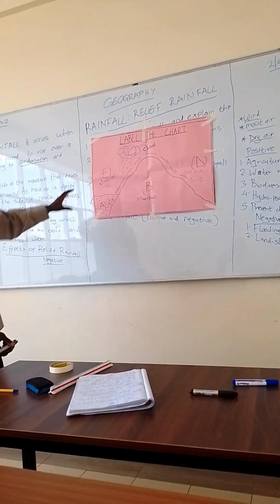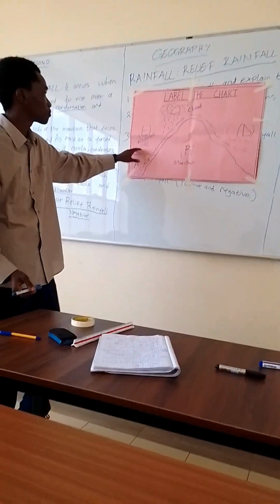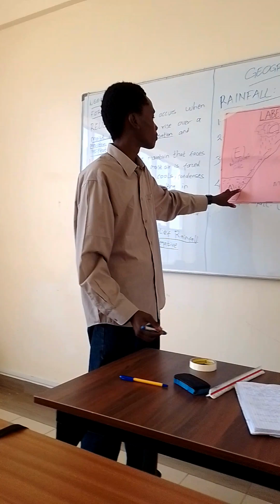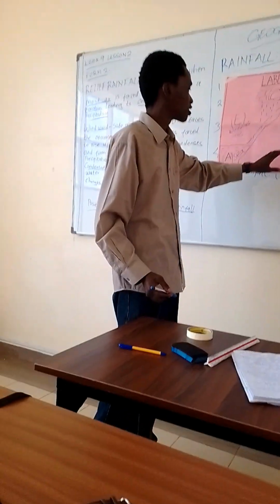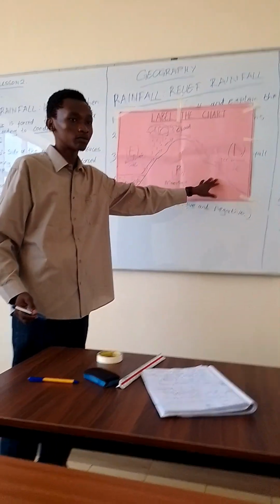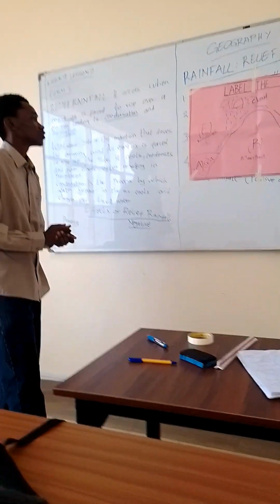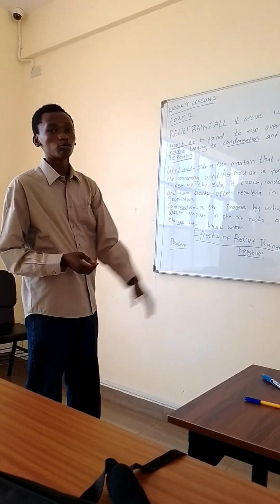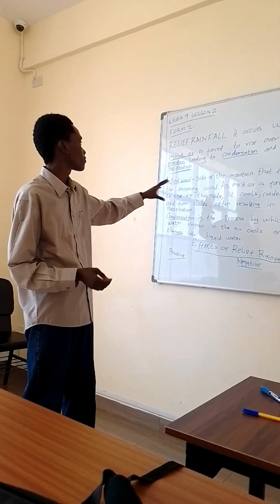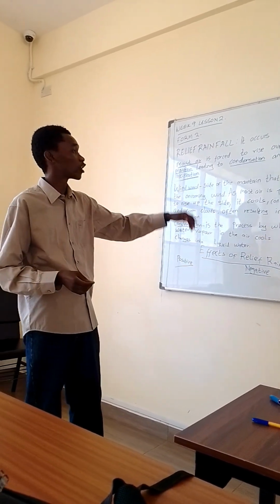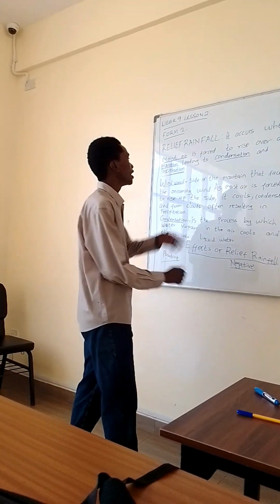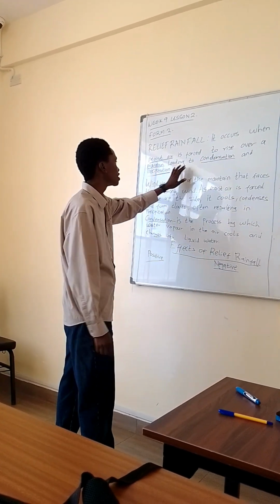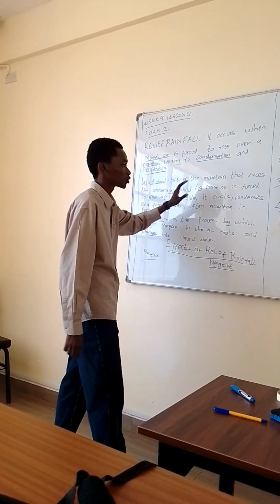As you all can see, you have labeled all the parts correctly, so I can understand that you have got the understanding on the chart and you are able to label all of them. So with that said, we'll have to summarize the class so that we can end our class. So first of all, relief rainfall is the occurrence when moisture is forced to rise over a mountain, leading to condensation and precipitation.